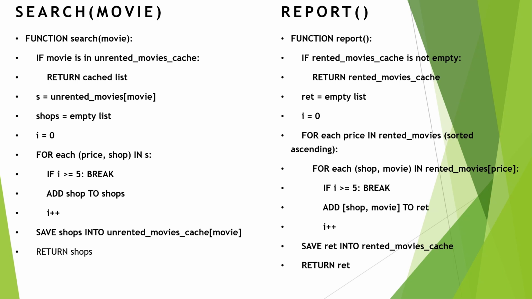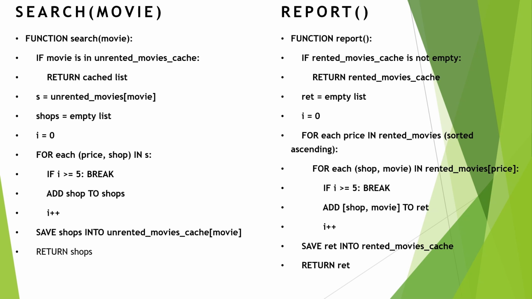And how will we calculate it? We will calculate it using our unrented movie set variable, and in the unrented movie set variable, the list is already sorted based on price and shop. So we'll fetch the first 5 and return them. And just before we return it, we'll add it into the cache for efficient data fetching in future.